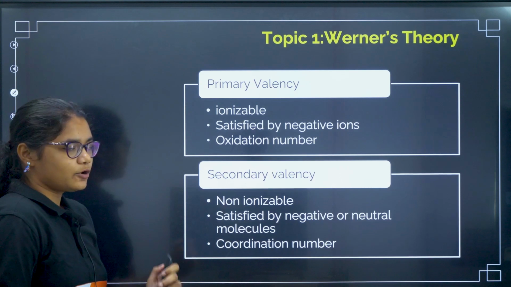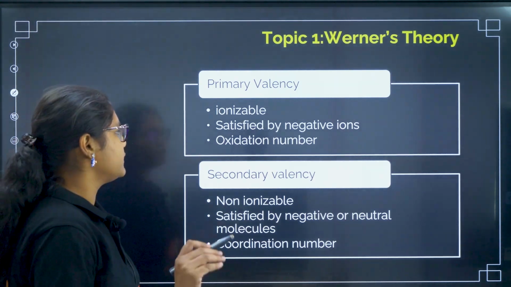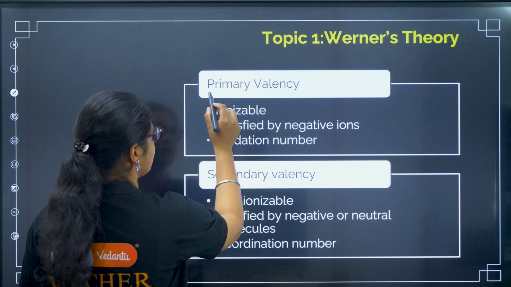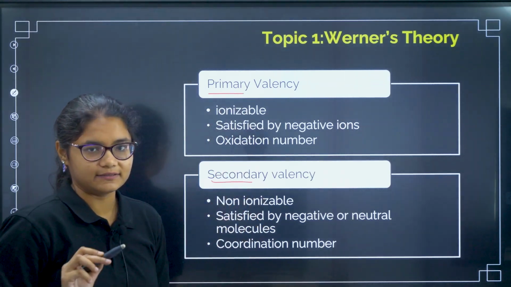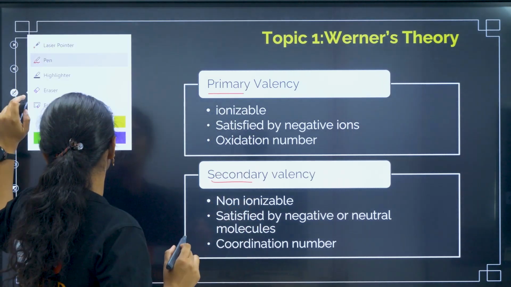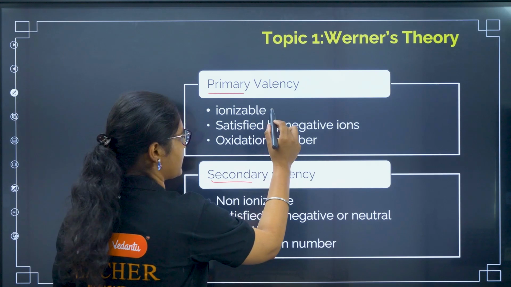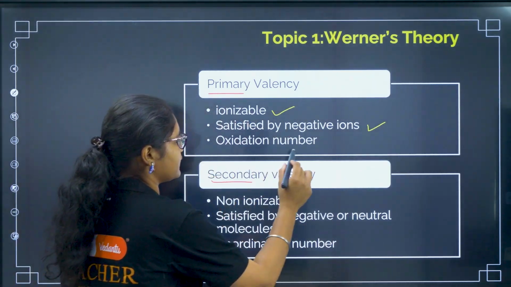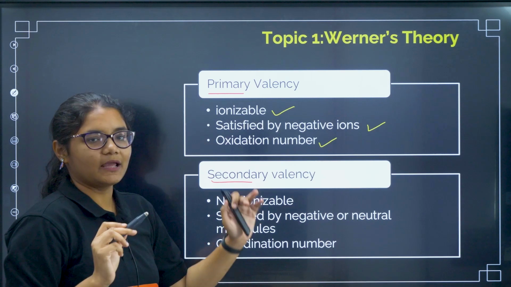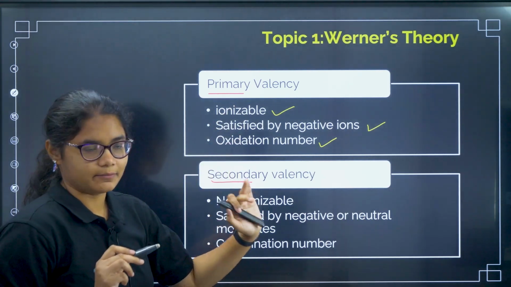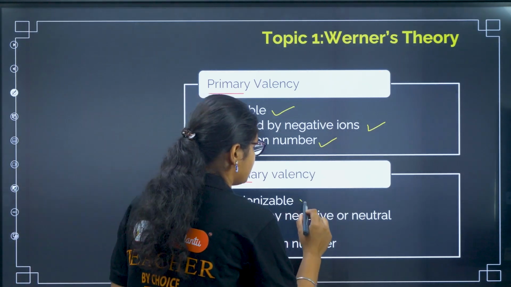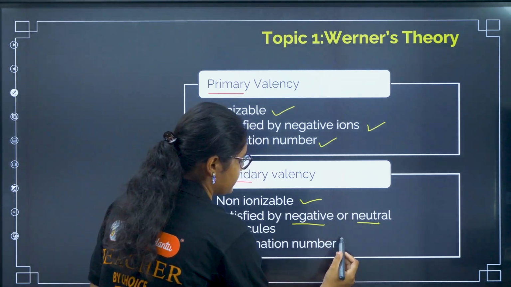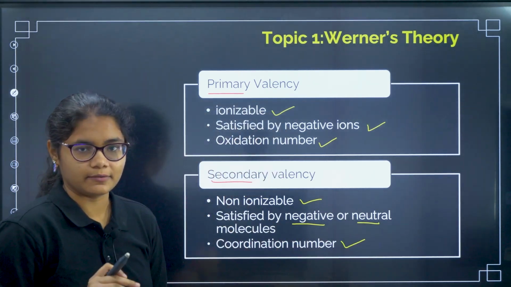Okay, so the first topic is Werner's theory. According to Werner's theory, we know there are two types of valencies, right? One is your primary valency and another is your secondary valency. What are the properties of primary valencies? They are ionizable and they are satisfied by negative ions, and generally they are your oxidation number, right? Primary valency tells you about the oxidation number. Now secondary valencies are non-ionizable, satisfied by negative or neutral molecules, and they generally tell you about the coordination number.